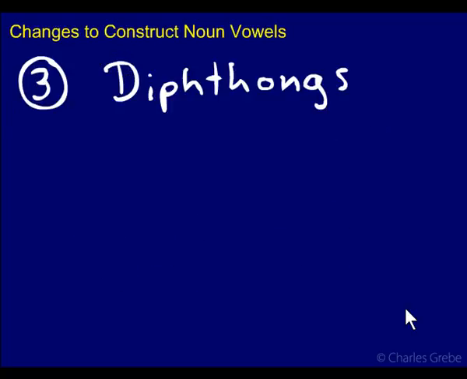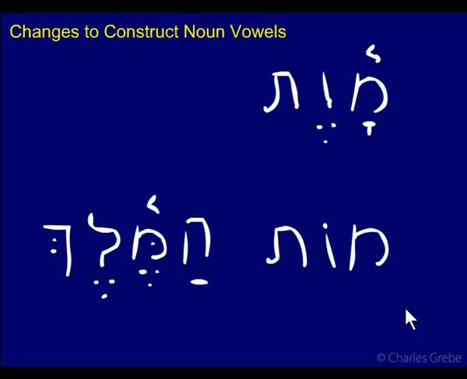Now rule 3 is diphthongs. We already dealt with diphthongs. Remember mavet and bayit? Well, let's look at the example. There's nothing new with this example. Mavet means death, and if you put it in construct, you get mot hamelech. So death versus the death of the king. Now, what we said back in our module on diphthongs is that it's when you lose the stress on the diphthong that it changes. So this was the one, remember we had 2.